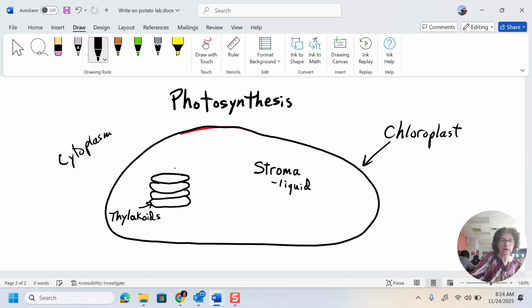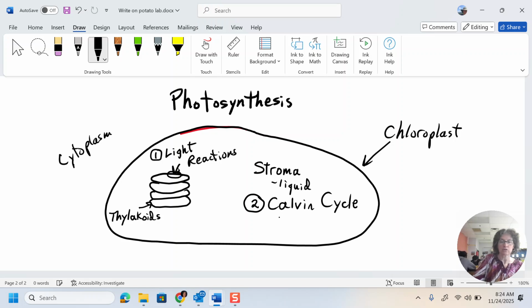And the thylakoid membrane, this is where the light reactions happen. The light reactions, which are the first step of photosynthesis, happen in and around these thylakoid membranes right there. And then the second part of photosynthesis is called the Calvin cycle, and it happens out here in the stroma.